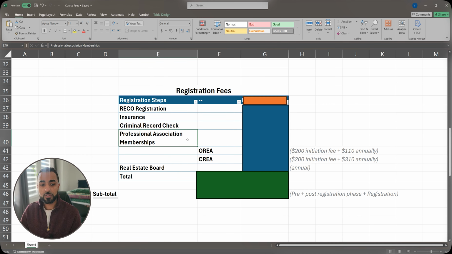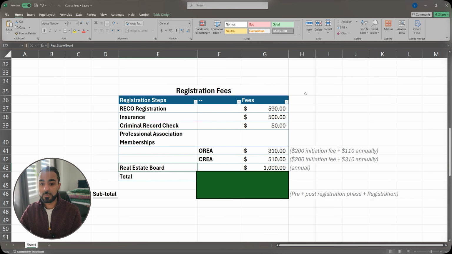Basically, we have different RICO registrations, the insurance, the criminal record check, professional association memberships, like registering ourselves with OREA and CREA, and also registering ourselves with the real estate board. Keep in mind, I didn't mention anything about the brokerage yet. We're going to look at those costs in a second.